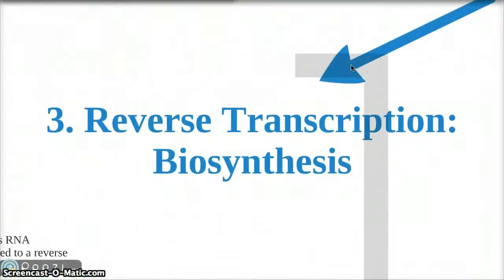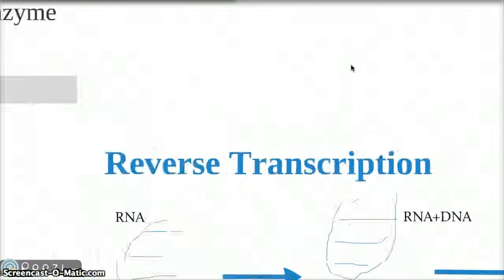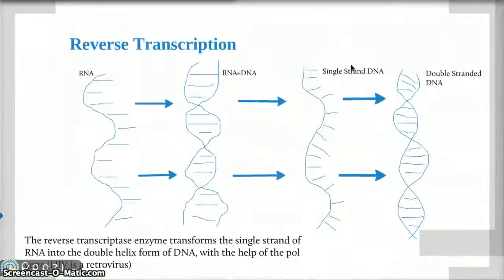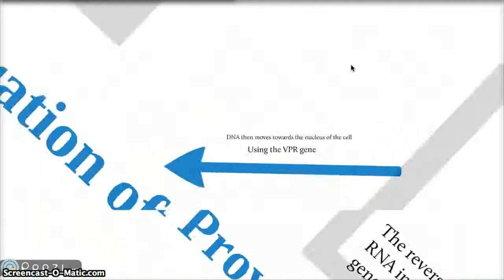Reverse transcription biosynthesis. Step 1. Each virus has 2 copies of its RNA genome, and each one is attached to a reverse transcriptase. Reverse transcription. The reverse transcriptase enzyme transforms a single strand of RNA into the double helix form of DNA with the help of the PLL gene. DNA then moves towards the nucleus of the cell using the VPR gene.